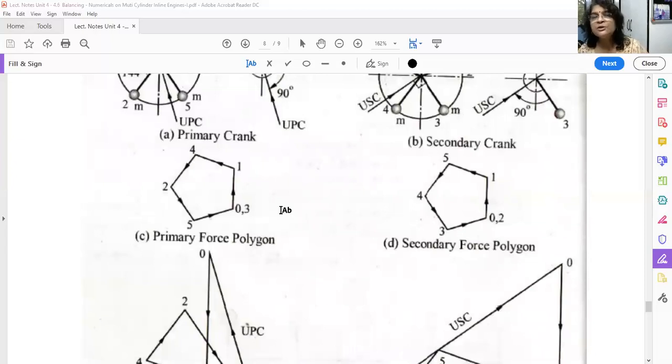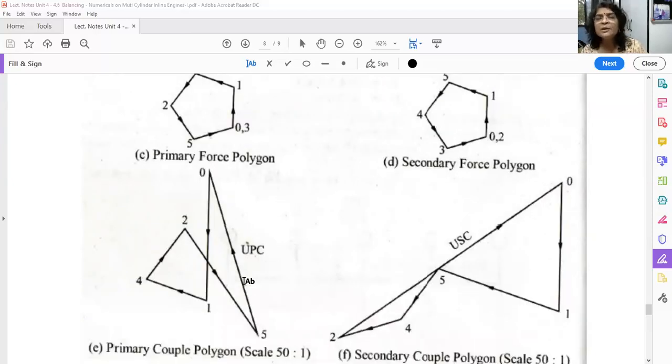Understood? So as we have seen in the earlier lecture that for 5-cylinder inline engine, forces are balanced, primary and secondary, both the forces. So that's why we are getting closed polygon. So what is your conclusion? There is no unbalanced primary force. There is no unbalanced secondary force. Okay. Now let us draw the couple polygon.